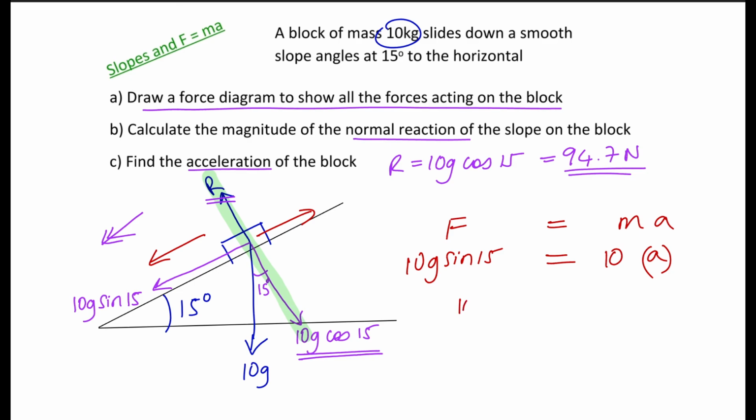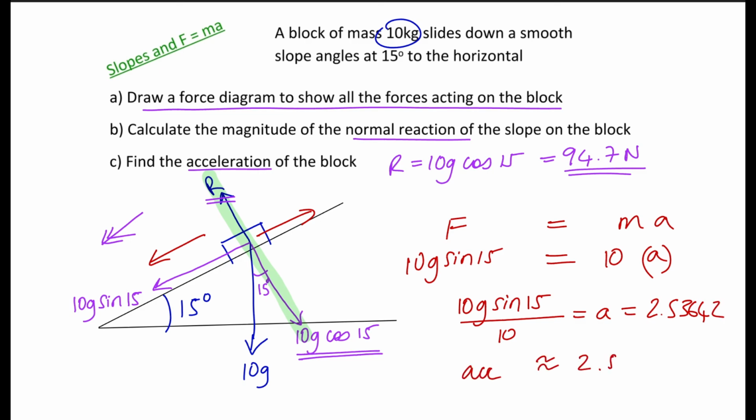So we're just going to do 10g sine 15 over 10 is equal to a. So that's just g sine 15. So 9.8 times sine 15, make sure you're in degree mode. You end up with 2.53642, and we're going to round that. So acceleration equals 2.54 meters per second squared.